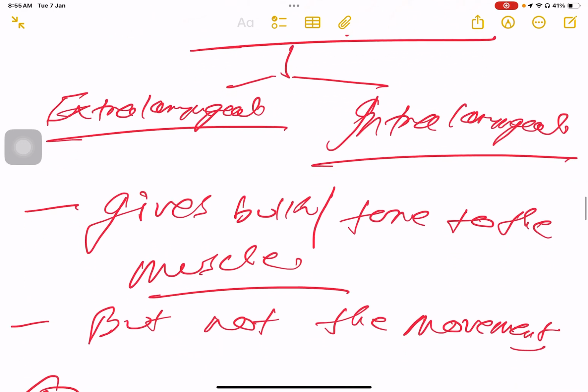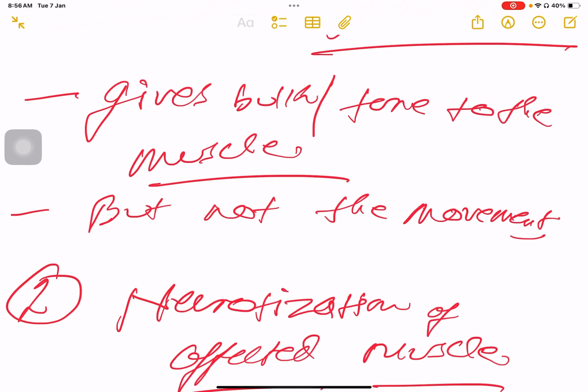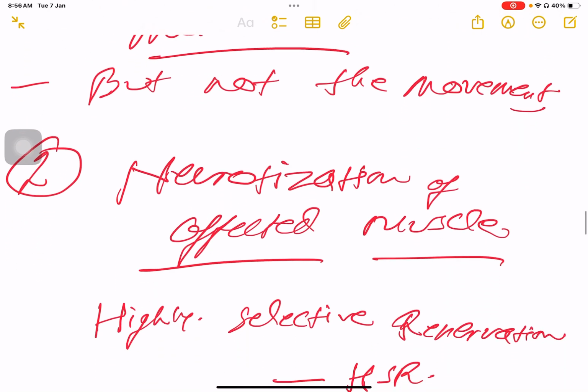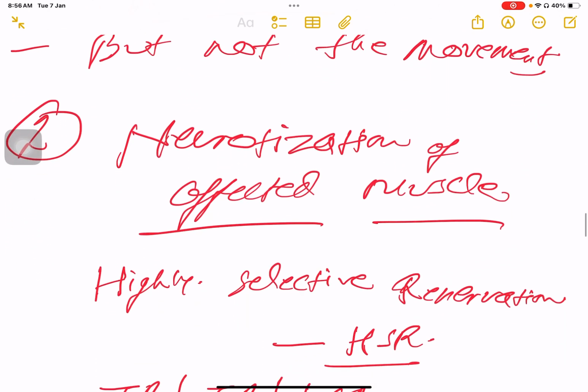Now, in this procedure, we have anastomosed the Ansa cervicalis to the distal part of the recurrent laryngeal nerve. It gives bulk to the muscle, it gives tone to the muscle, but movement is again not achieved. Movement of the muscle has not been achieved, meaning the adductor muscle has not started working yet. So the next better surgery is the neurotization of the affected muscle.